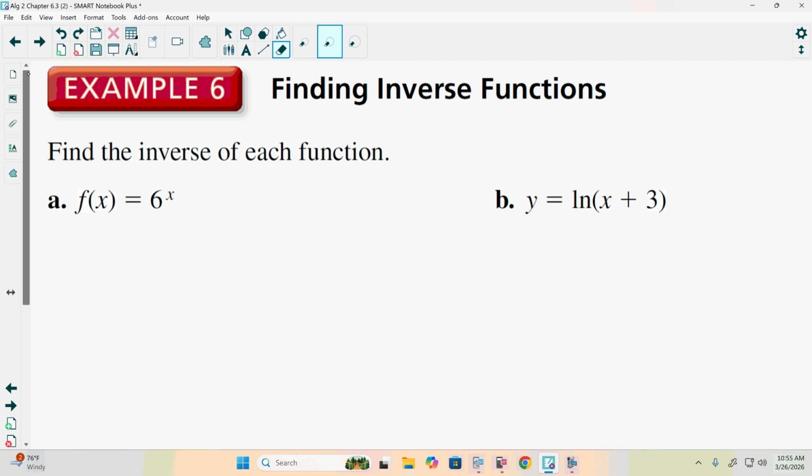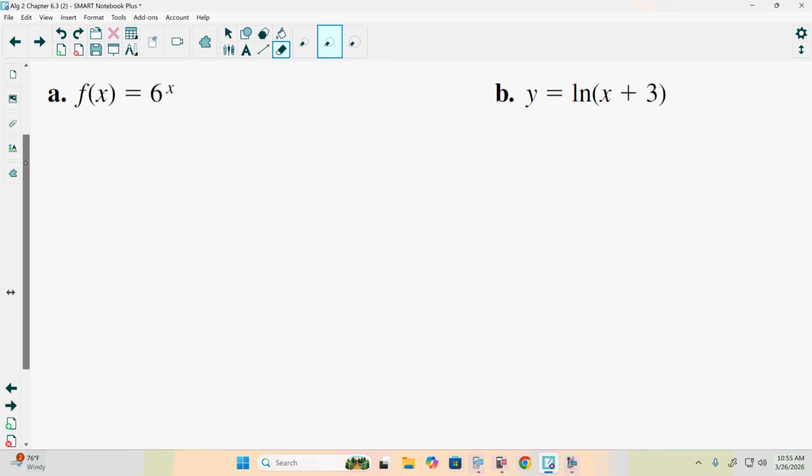Now again, I said that these two are inverses, so an exponential's inverse will be a logarithm, and a logarithm's inverse will be an exponential. Now, to find inverses, you've done this before, it's been a while, but there are several main steps. First step is to rewrite f of x as y.